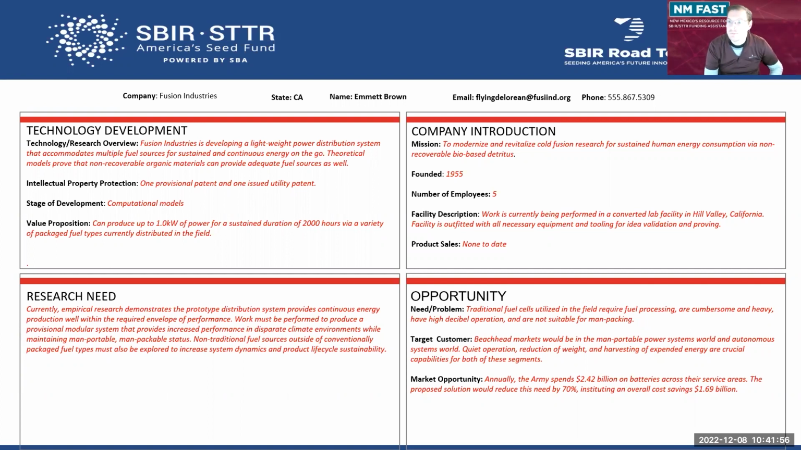But when it comes to two of the quadrants on here, research need, because it shows what has to happen for this to actually be feasible, and the opportunity, because this does show that there is commercial potential. It does show that I have an idea that there's a customer, I have an idea of a market, and I can actually point towards some data here. I have an opportunity that the Army spends this much on batteries across service regions, that this would reduce the need, I can have this kind of cost savings.